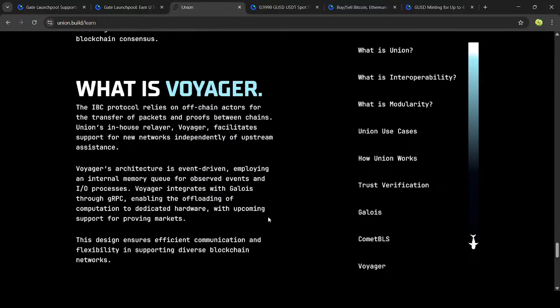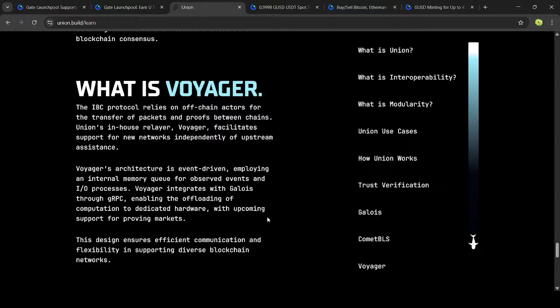So what is the Voyager? The IBC protocol releases the chain, the actors of the transfer of packet and the proof between chain and union in-house layer, and this Voyager facilitates support for the new network independently of the upper system.